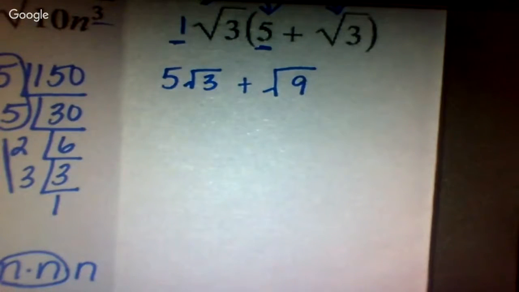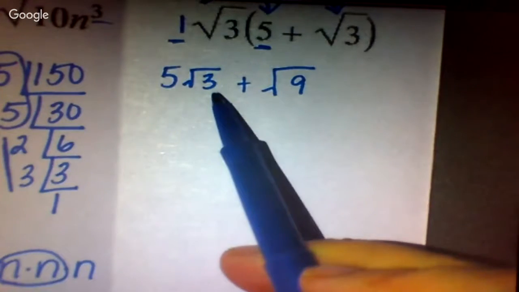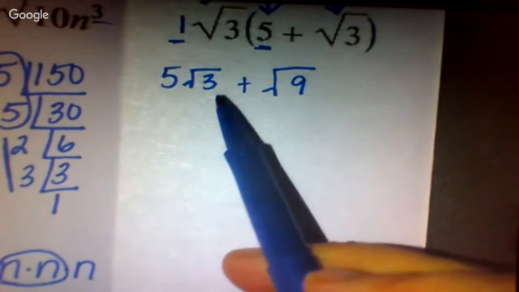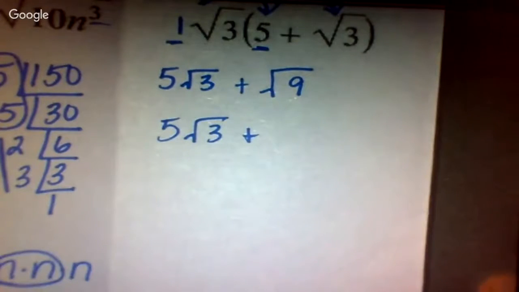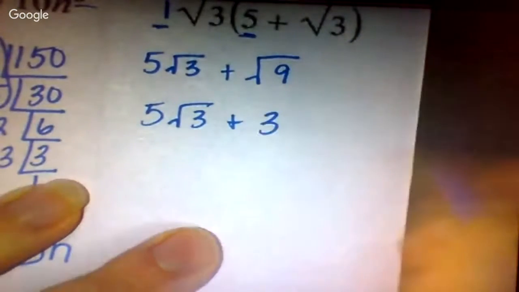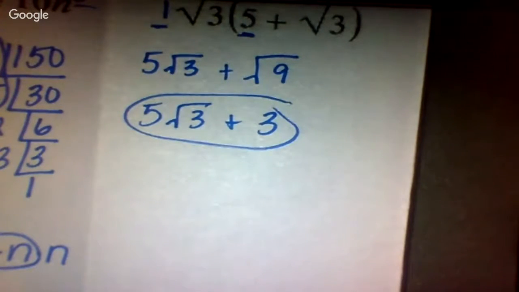And again, your last step is to simplify now. The square root of 3. Does that break down at all? No. So 5 square roots of 3 is not going to change. Plus, what's the square root of 9? 3. And you're done. 3 doesn't have a radical with it, so you cannot add them together. They have to stay separate. So your final answer is 5 square roots of 3 plus 3.